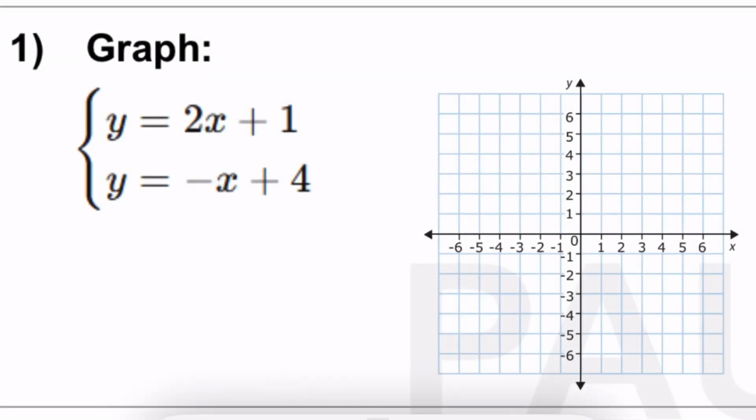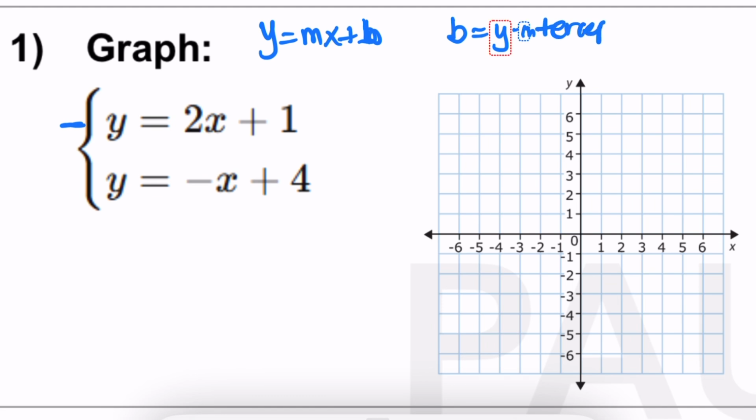Question 1. Graph y equals 2x plus 1 and y equals negative x plus 4. For the first question, we're going to use the color blue. And let's identify the slope and the y-intercept. If you notice, both questions are in slope-intercept form. So y equals mx plus b, where the b stands for the y-intercept, and the m stands for slope.